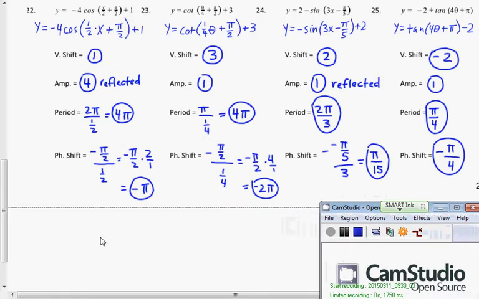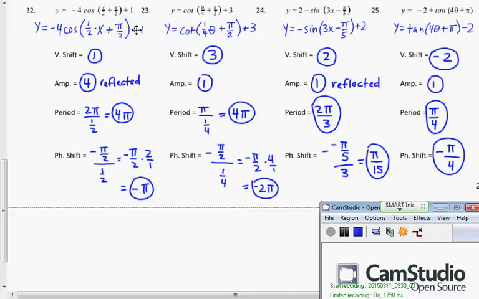I'm looking at numbers 22 through 25 here, where you are going to need to be able to look at an equation and state the vertical shift, amplitude, period, and phase shift. So the first thing that I did with each of these equations was I put them into standard form so that I have y equals a times the cosine of k theta plus c plus h.